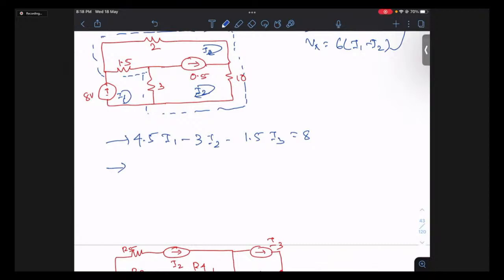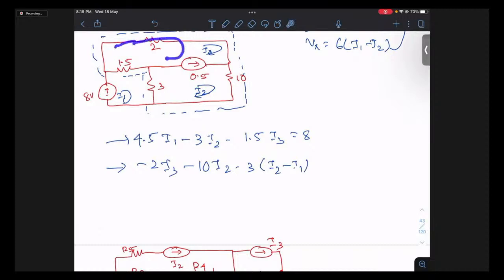Now, the super mesh is framed between mesh 2 and mesh 3. So how do you write the equation? I'm moving in this direction, which is the reference of I3. So it is minus 2 I3, minus 10 I2, because here you see minus 2 I3 minus 10 I2. Then this is the reference of I2 only, right? So minus 3 into I2 minus I1.